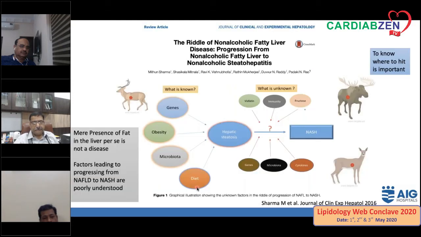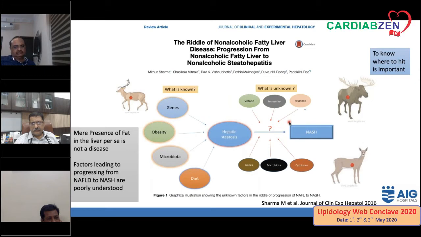Coming to the most interesting part, which everybody talks about, non-alcoholic fatty liver disease. We all know that genes, obesity and diet cause steatosis. But what causes progression? Because only a small fraction of these patients progress to NASH. So this part is still a mystery. And because this is not being solved, there are so many drugs in the pipeline, yet none of the drugs have got FDA approval as of now, though obeticholic acid is just near there.